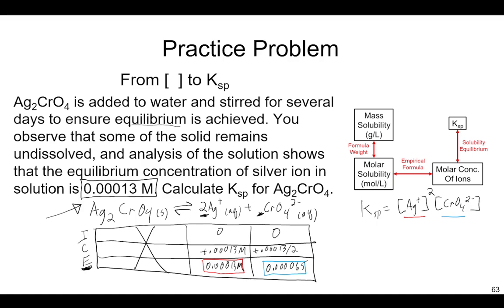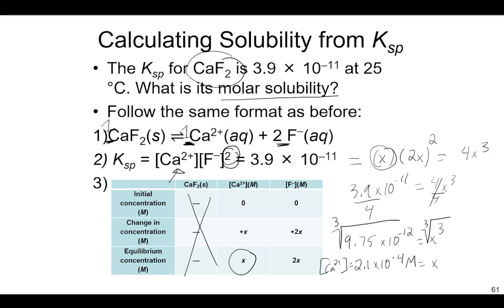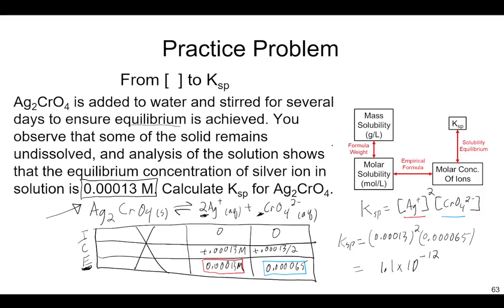And so these are the equilibrium concentrations we're just going to plug into KSP. 0.00013 for silver, that gets squared. 0.000065 for CrO4 2 minus. And you just multiply that out to get our expression for KSP, or our value for KSP, 1.1 times 10 to the negative 12. And it's normal to have KSPs here that are pretty small. 10 to the negative 8, 10 to the negative 11, 10 to the negative 12. You'll even see 10 to the negative 20, 10 to the negative 30, things of that nature.